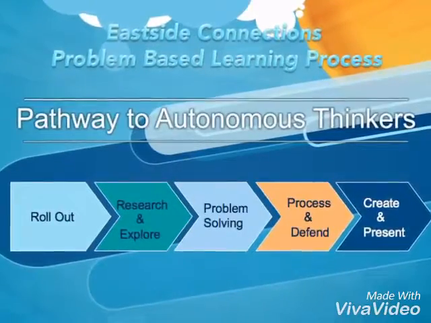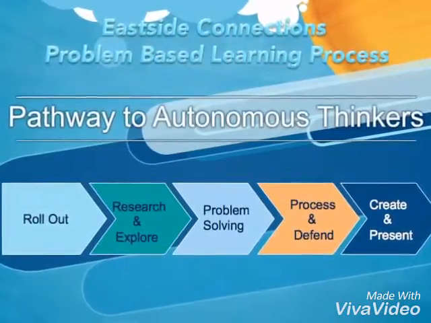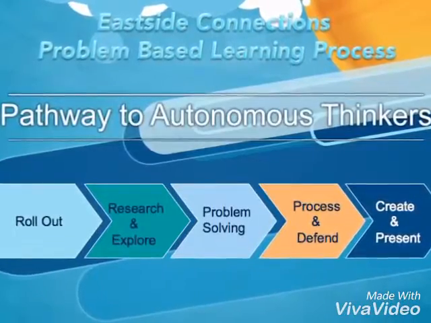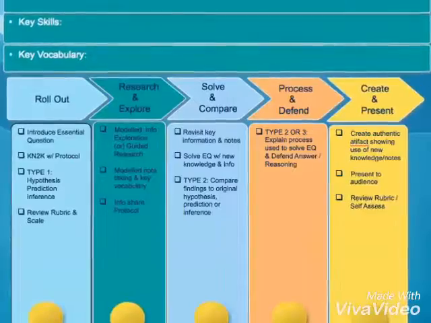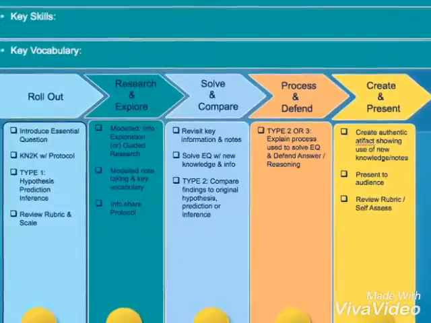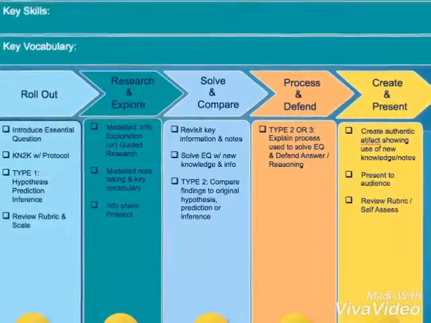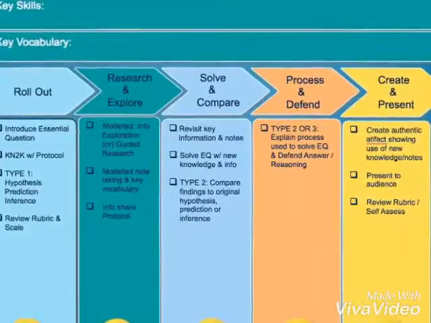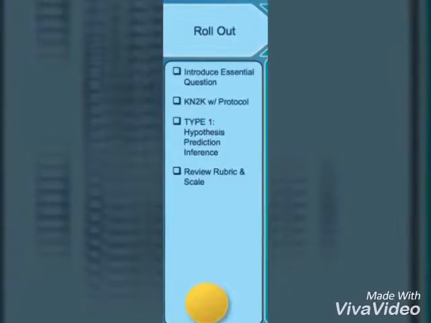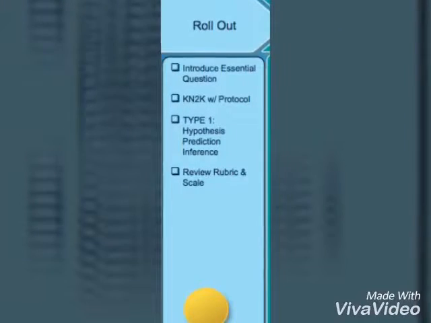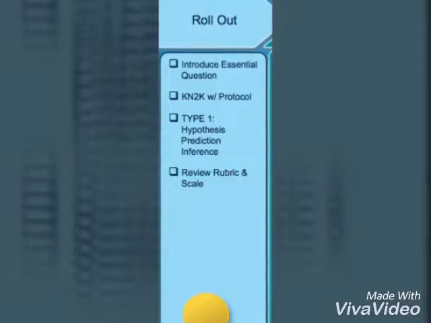Good evening. Tonight we are here to talk about USAID's process for building autonomous thinkers through the problem-based learning plan. As you can clearly see, this is a step-by-step process. We are going to take you step-by-step through a task to give you a better understanding of how the process works. The first step of the rollout is to introduce an essential question.